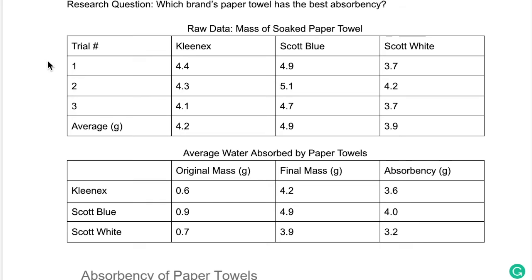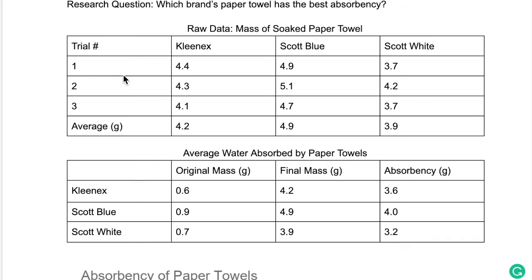In this experiment, you do 3 trials, and for each of the trials there is the corresponding mass of the soaked paper towel that you measured after putting it in the water. You can see there are different values for each of the paper towels across all 3 trials. After you have all of the values from the trials in this table, you can calculate the average for each of the masses of the soaked paper towel.